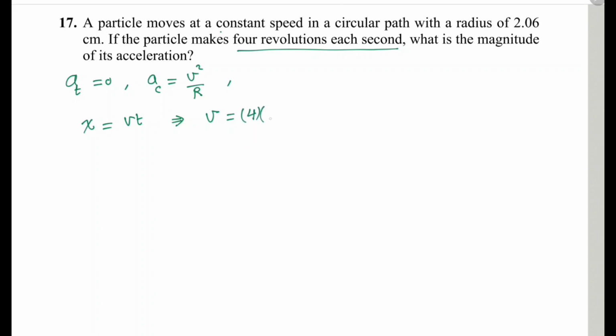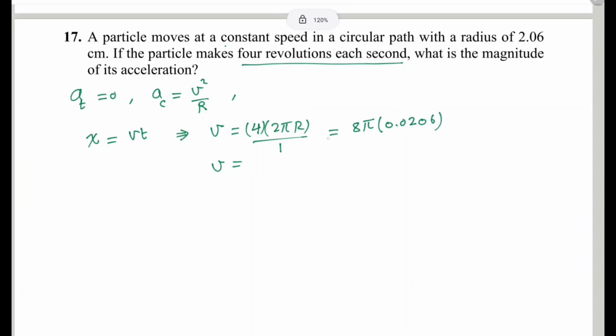so 4 times 2 pi r divided by each second, divided by 1, or equal to 8 pi times 0.02, you have to convert into meters, and the answer will be equal to v 0.52 meters per second. You substitute this back in the central acceleration equal to v squared over r, or 13.12 meters per second squared.